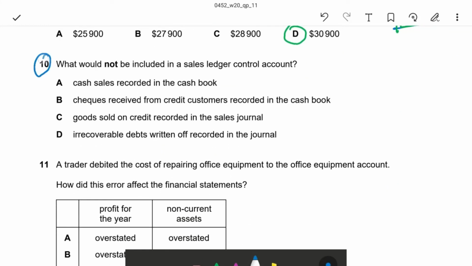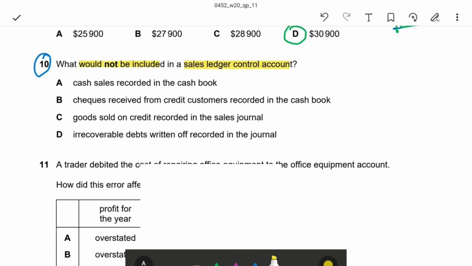Question number 10. What would not be included in the sales ledger control account? The options are given. Cash sales recorded in the cash book. The sales ledger control account means the total amount of trade receivables or debtors. Cash sales are not debtors. So the correct option is cash sales.